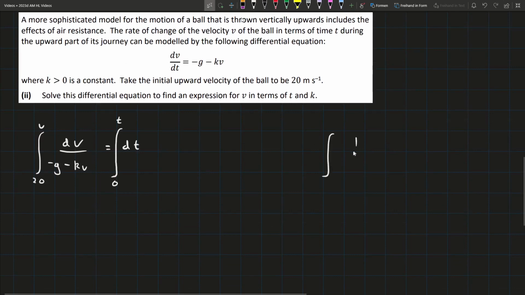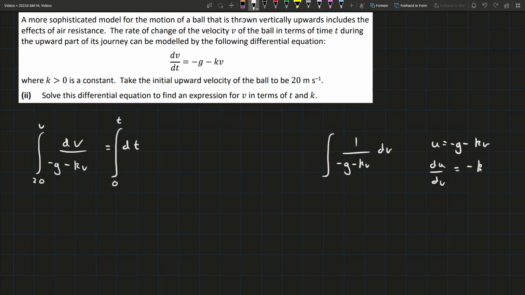So we have the integral of 1 over minus g minus kv with respect to v. Of course, we can't integrate that directly, so we'll set u equal to it: u equals minus g minus kv. So du over dv equals, that's constant, that's gone, we'll just have minus k. In other words, if we solve for dv, dv equals du over minus k. So we can replace our dv with du over minus k. This will be the integral of 1 over u, that whole denominator, times du over minus k.